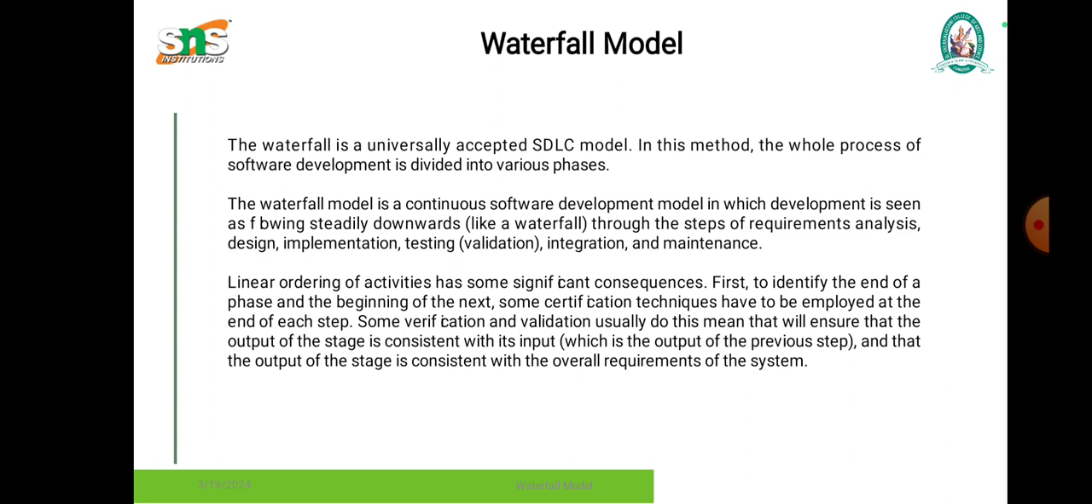The linear ordering of activities has some significant consequences. First, in this model, you have to identify the end of one phase and the beginning of the next. Some certification techniques have to be employed at the end of each step. Verification and validation are usually done, so that they ensure that the output of the stage is consistent with its input, and that the output of the stage is consistent with the overall requirements of the system.